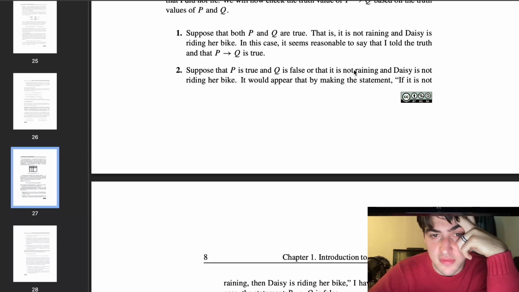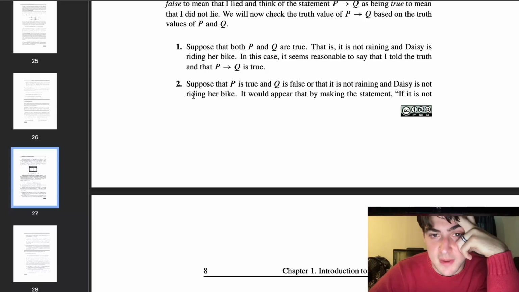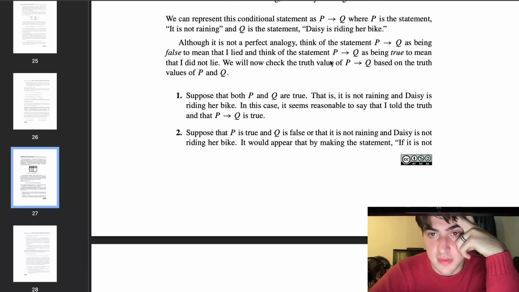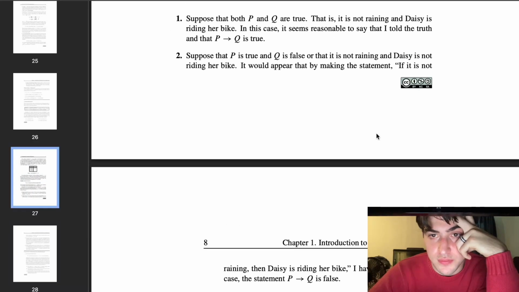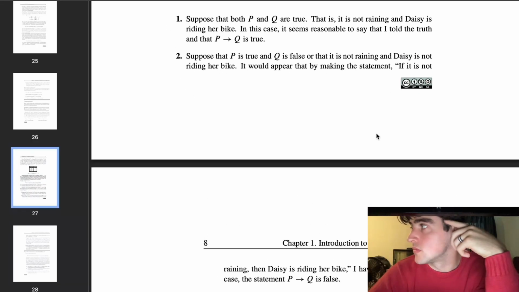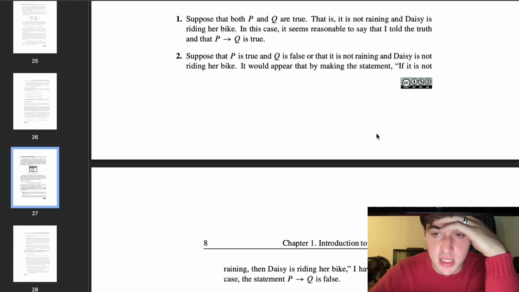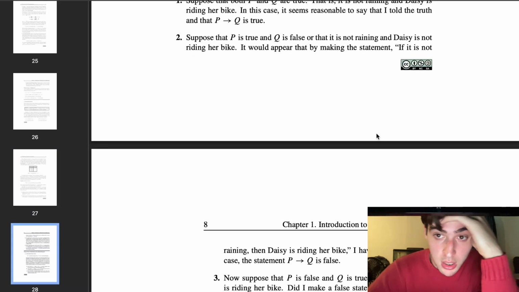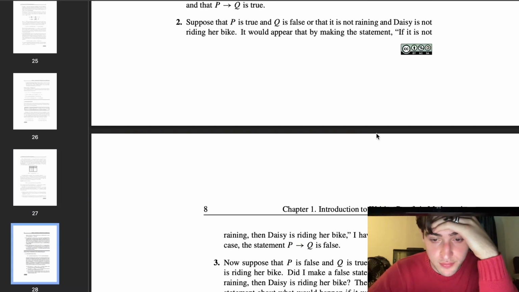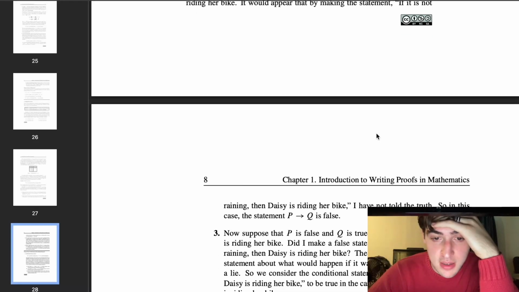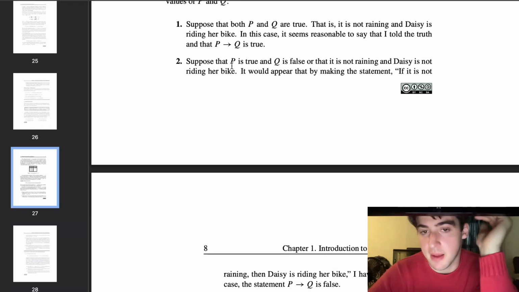Wait. That kind of confused me. Suppose that P is true, and if it is not raining, right. What in the world? It's probably just somebody outside. Okay. We're just going to keep going. If it is not... All right, suppose that P... I'm sorry, I'm getting a little confused here. I'm guessing some of you are too.